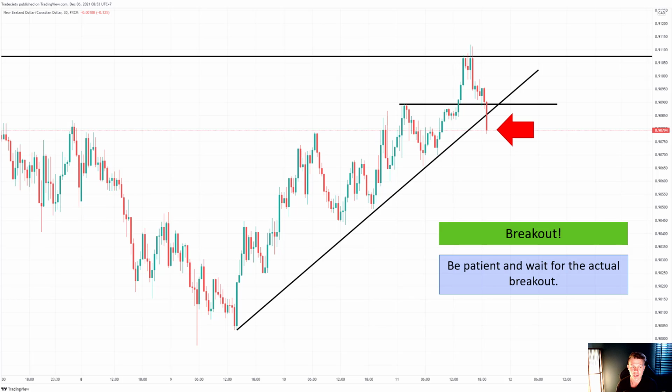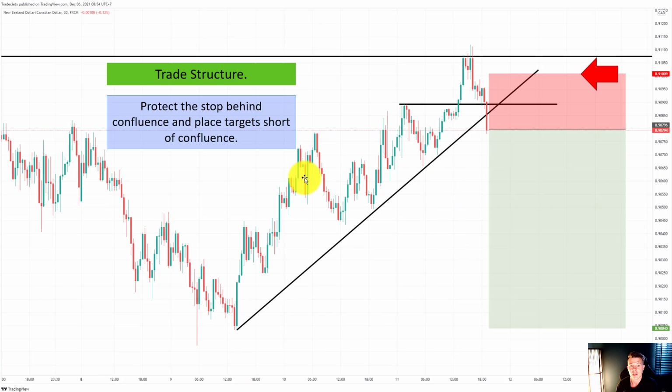So now let's take a look at our trade structure. And for the trade structure, we always want to make sure that we consider the stops first. Stops always go first. And we want to protect the stop loss. As I said in the previous example, stops are protected by levels of confluence and also by price and trend structures. So we want to put our stop loss above the trend line.